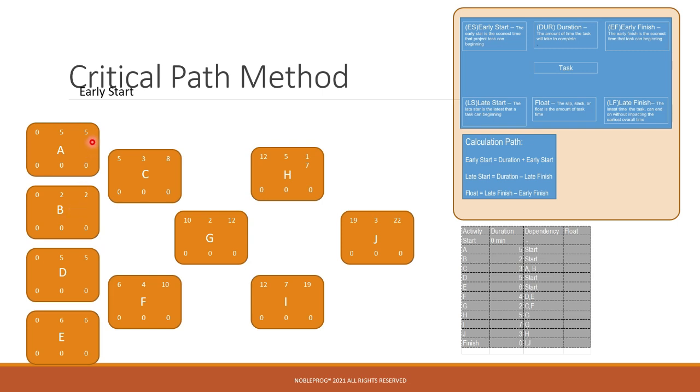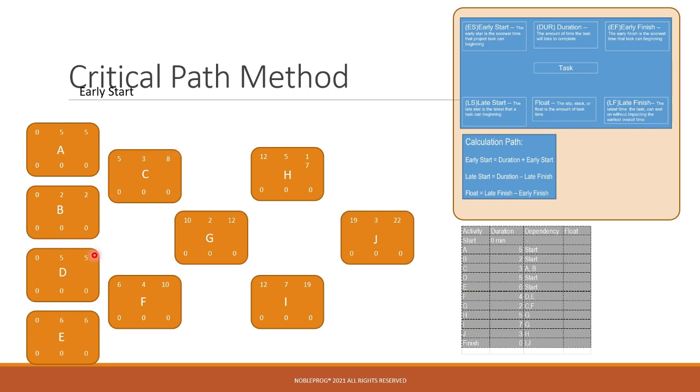As we take these tasks, understanding that C cannot start until A and B are complete, we take the largest gap between them. B indicated a 2, where A represented a 5. So we will transfer over the 5 into the C column for the early start. Taking the same formula, 5 for early start, 3 for duration, we get a number 8.